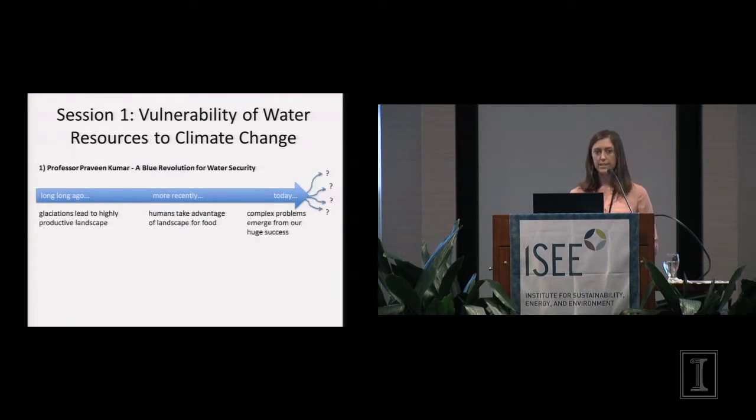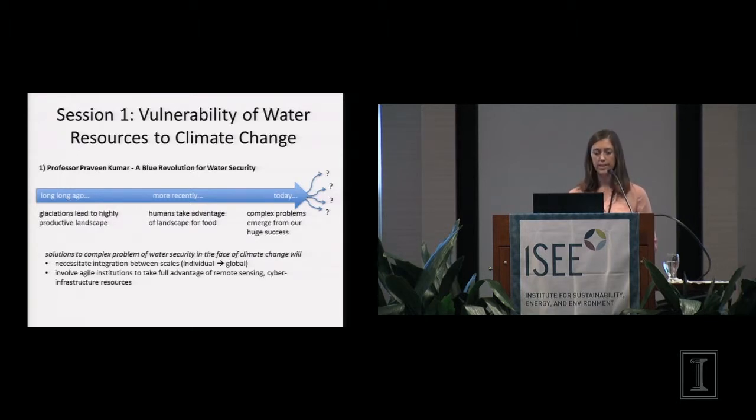And today we've realized that some of this huge success has resulted in a lot of complex problems, most of which involve water and water security. So the next thing that Professor Kumar introduced was some characteristics of solutions that will help to solve these complex water security problems in the face of a changing climate. These solutions will necessitate integration between scales from the individual to the global level. They'll need institutions that can work together and also take advantage of remote sensing and cyber infrastructure resources that a lot of science is starting to use already.